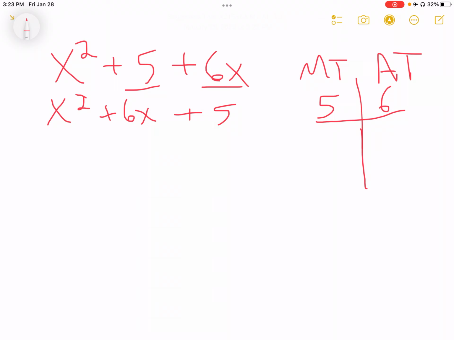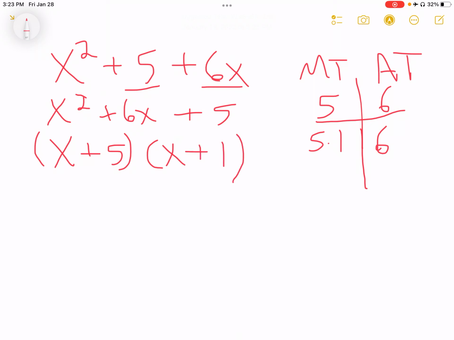Okay, so now we think of two numbers that multiply to 5, right? And the only ones that really come to mind here would be 5 and 1, right? I mean, you can get more complicated, but those are the simplest ones you can think of, and 5 plus 1 also adds to 6. So we can check that off our list, right? So now we can write our numbers, so x plus 5, and then x plus 1.